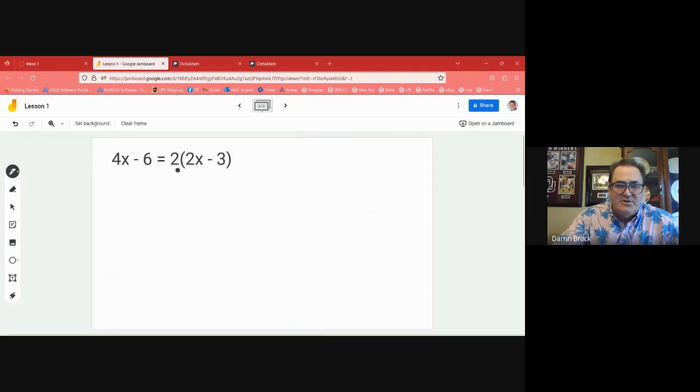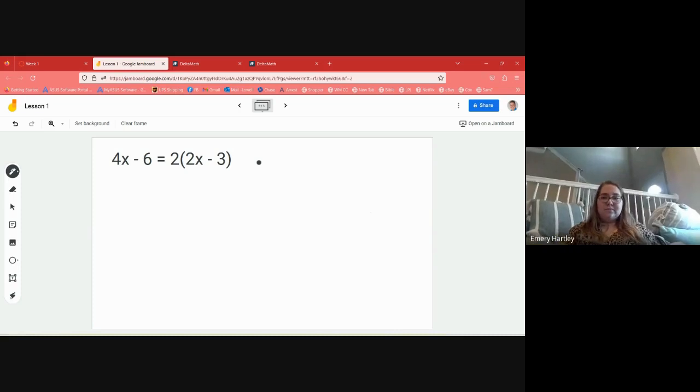4x minus 6 equals 2 times (2x minus 3). All right, what's the first thing we need to do to solve this? Royal, what would we do first? There's a couple different ways, but I would solve it with multiplying the 2, distributing the 2.